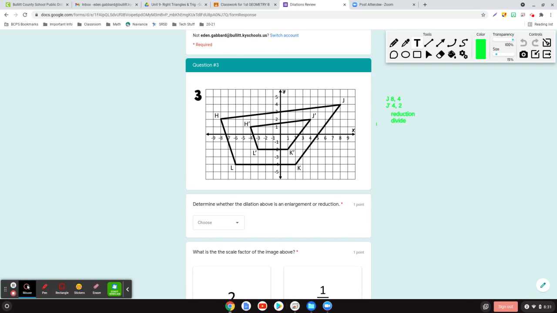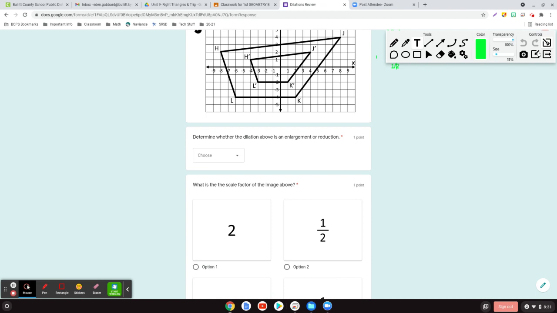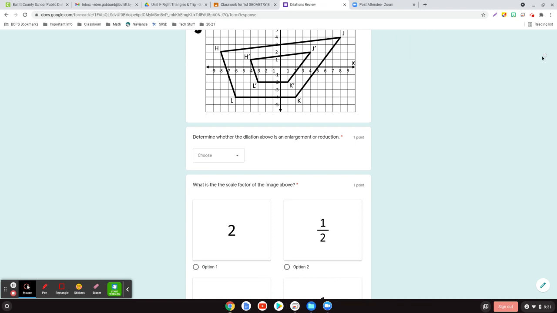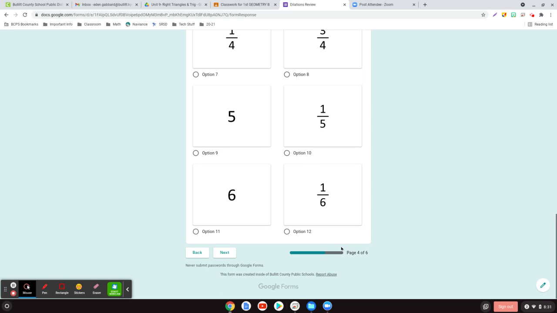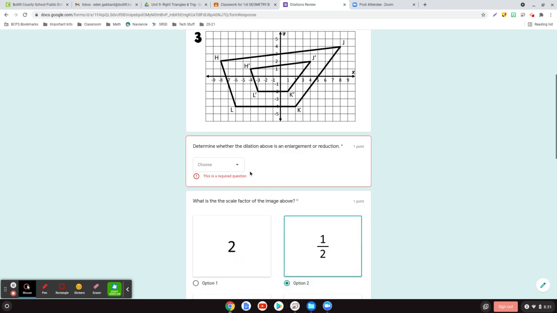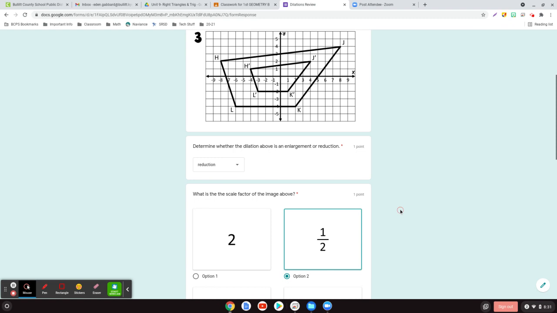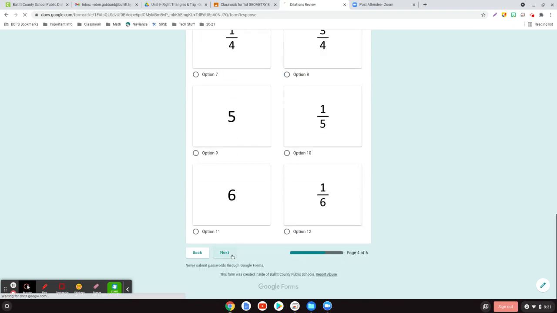What do we divide 8 by to get to 4, and 4 by to get to 2? Well, it's a reduction, divided by 2. So it is 1/2. Because we're seeing our number here divided by 2. That's literally what that means. So we have a 1/2. And then we'll see what's next. Make sure we click all the buttons. It'll tell us we have to.